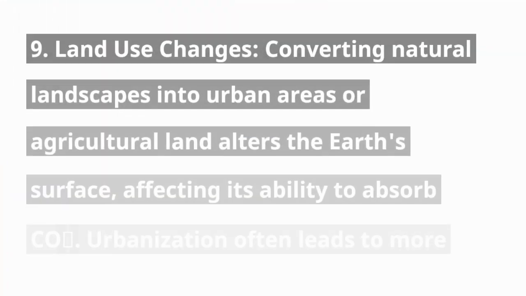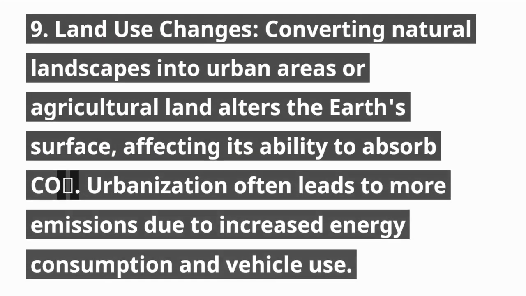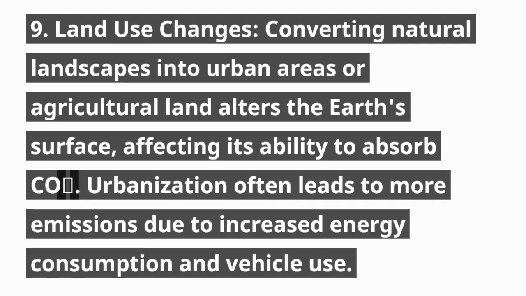9. Land use changes. Converting natural landscapes into urban areas or agricultural land alters the Earth's surface, affecting its ability to absorb carbon dioxide. Urbanization often leads to more emissions due to increased energy consumption and vehicle use.